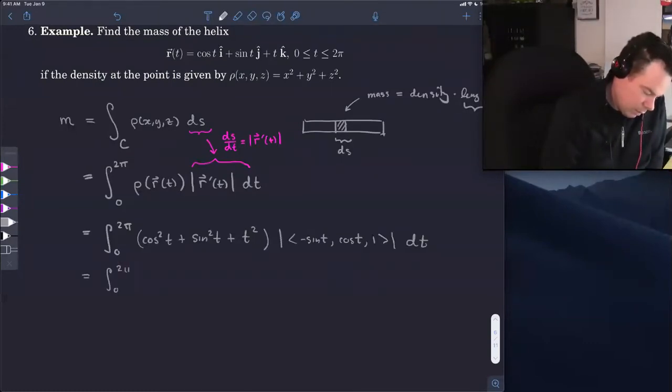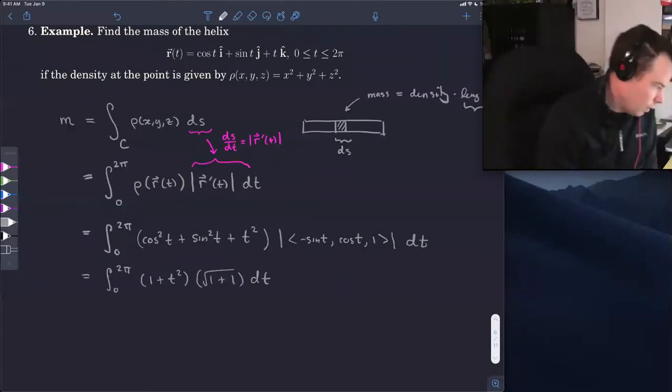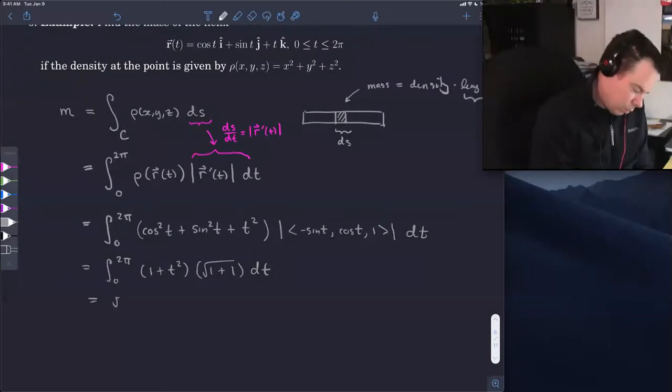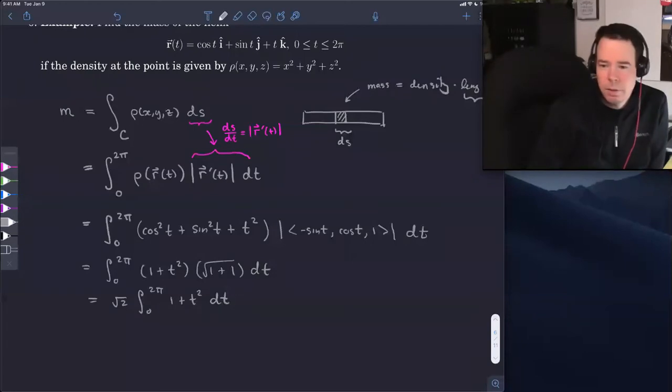So we can do a little bit of simplification here. Cos squared plus sine squared is 1. So the density just becomes 1 plus t squared. In other words, it really just depends on the height. And we've also got the magnitude of r prime of t, which is the square root of sine squared plus cos squared plus 1. So that's root 2 dt. And so that is root 2 times the integral from 0 to 2 pi of 1 plus t squared dt. Okay, so that's our integral simplified.